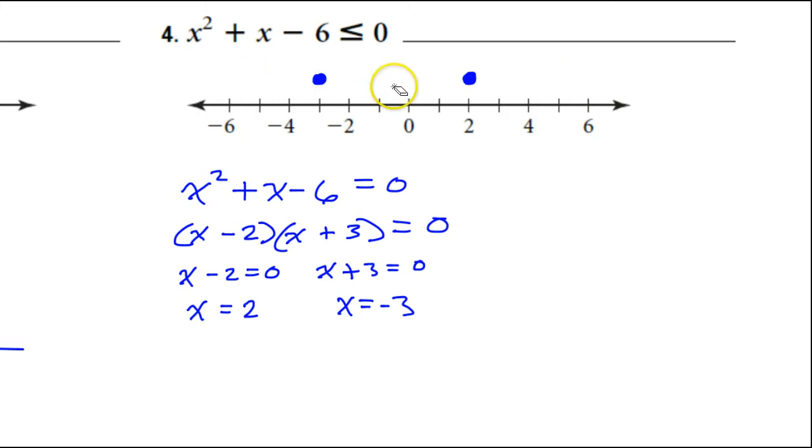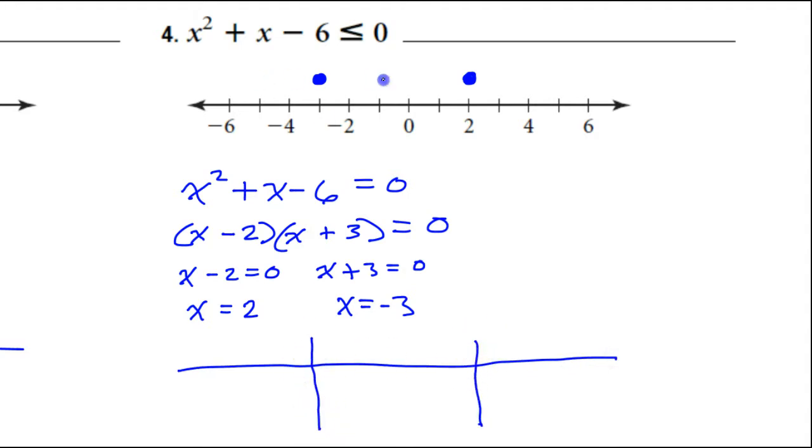We will check each one of these intervals using a test value. We're going to pick a test value from each interval and find out if there are solutions in these intervals to this inequality. So we need to pick a value that is less than negative 3. So how about negative 4? So let's check the value of the function at negative 4. And we're checking to see, is it less than or equal to 0?